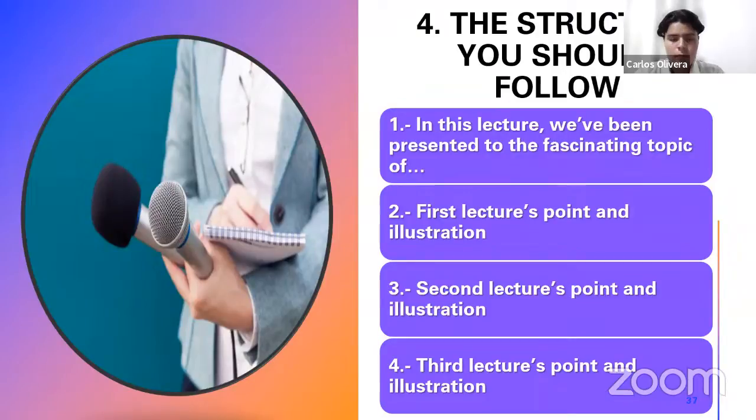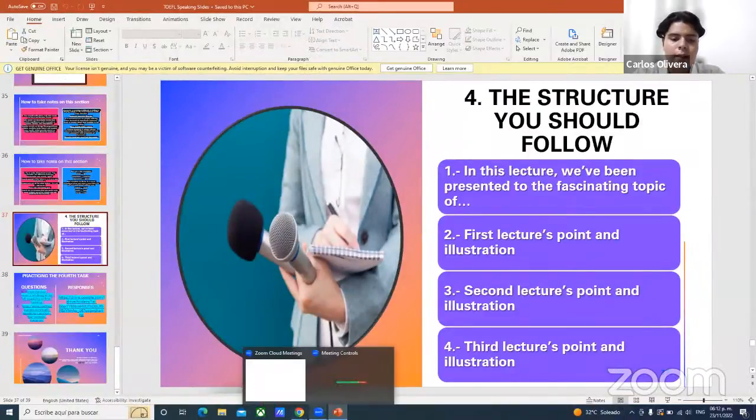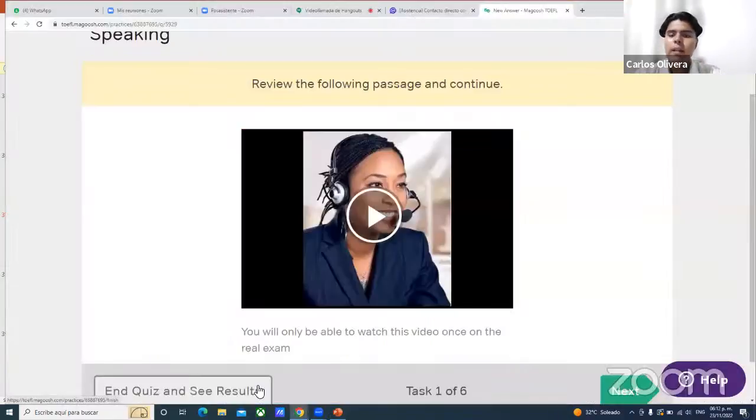So then you continue with the first lecture's point and illustration, second lecture's point and illustration, third lecture's point and illustration. Here, remember, if the professor mentions 4 or 5 illustrations, try to mention them all. Of course, always think about the time, measuring by yourself. In this case, it's way easier because all your concentration is going to be centered on the entire lecture, as opposed to the third task in which you also have to think about the reading section. Now, it's just a matter of measuring your time and summarizing the entire lecture. Okay, so let's start and let us go with the first lecture.